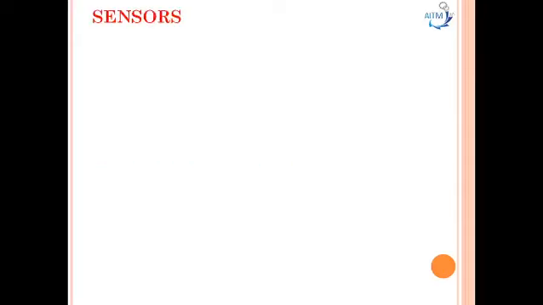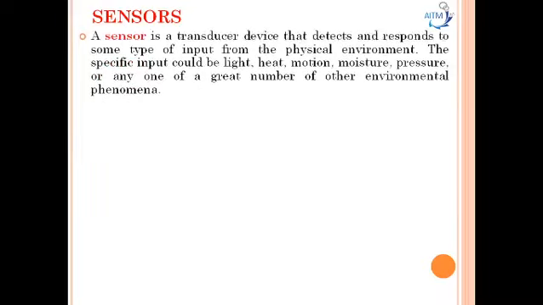So what is meant by sensor? A sensor is a transducer device that detects and responds to some type of input from the physical environment. And the specific input could be light, heat, motion, moisture, pressure, or any one of the great number of other environmental phenomena. So the changes in system environment or variables are detected by the sensors connected to the input port of the embedded system.